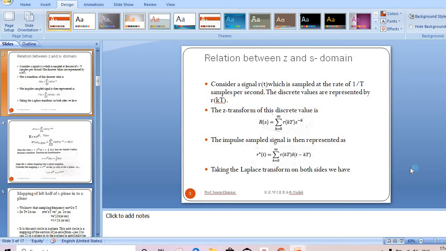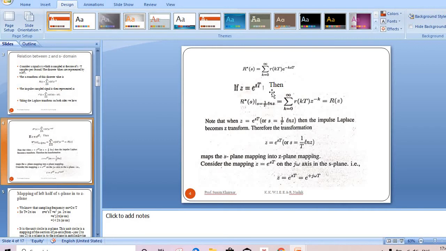Taking the Laplace on both sides, we have, so this Laplace will be in S domain. R star of S is equal to summation R of kT e raised to minus kST, limits of k from 0 to infinity. We know that Z has value e raised to ST. So if Z is equal to e raised to ST, then our above equation will become R star of S equal to summation R of kT Z raised to minus k having limits k equal to 0 to infinity, and that is presented as R of Z.